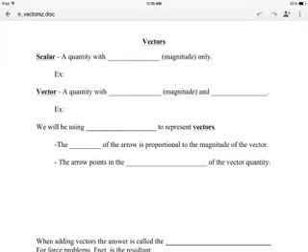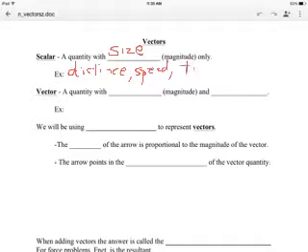So, vectors and vector resolution. As we've learned before, a scalar is a quantity with size, that's a magnitude or numerical value only. Good examples are distance, speed, time, and there are other ones. A vector is a quantity with size, but also direction.